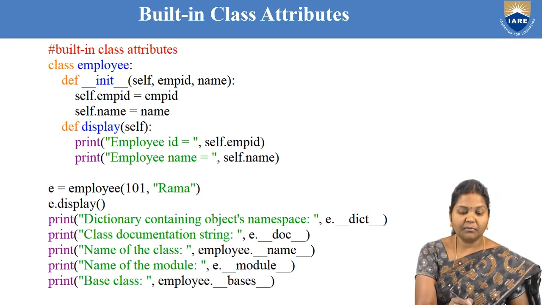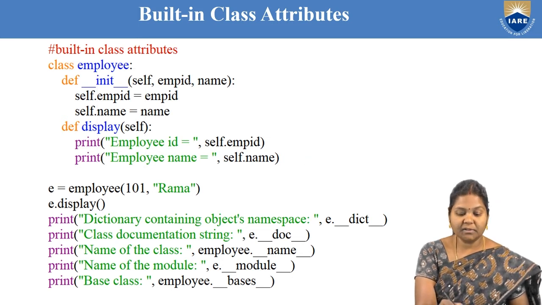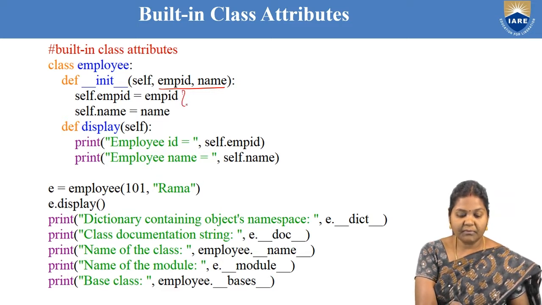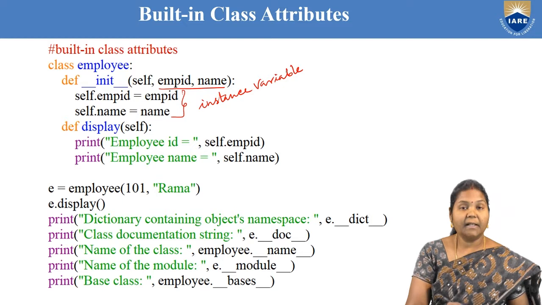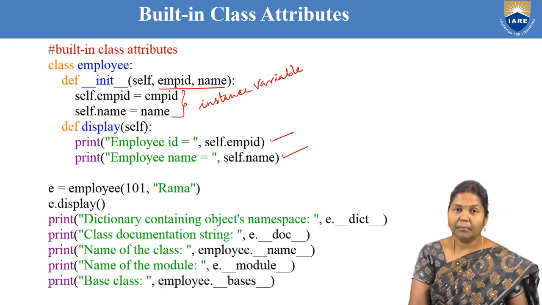So, first we are going for an employee class. Here, Employee is a class. Now, we have a constructor called init, and to this constructor we want to initialize the value of employee ID and name. So these two are the instance variables. Whatever values you provide to these instance variables, it stores them. Now, in the user-defined display method, a public method, you are displaying the value of employee ID and name. So, this is about the class where we have a constructor and one public method.